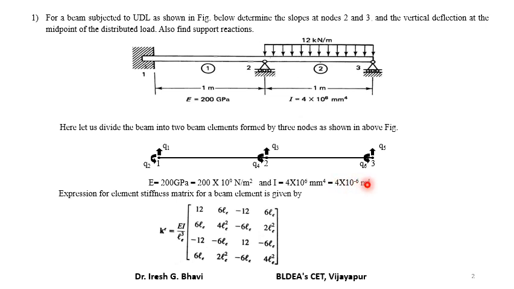Then the first step in FEM is to model or divide the body into a finite number of elements, or create a finite element model of the problem. So here we have created the finite element model of the problem. The next step is to write down the element stiffness matrix for each element separately. This is the expression for the element stiffness matrix for a beam element, that is Ke is equal to EI by Le cube into this 4 by 4 matrix.